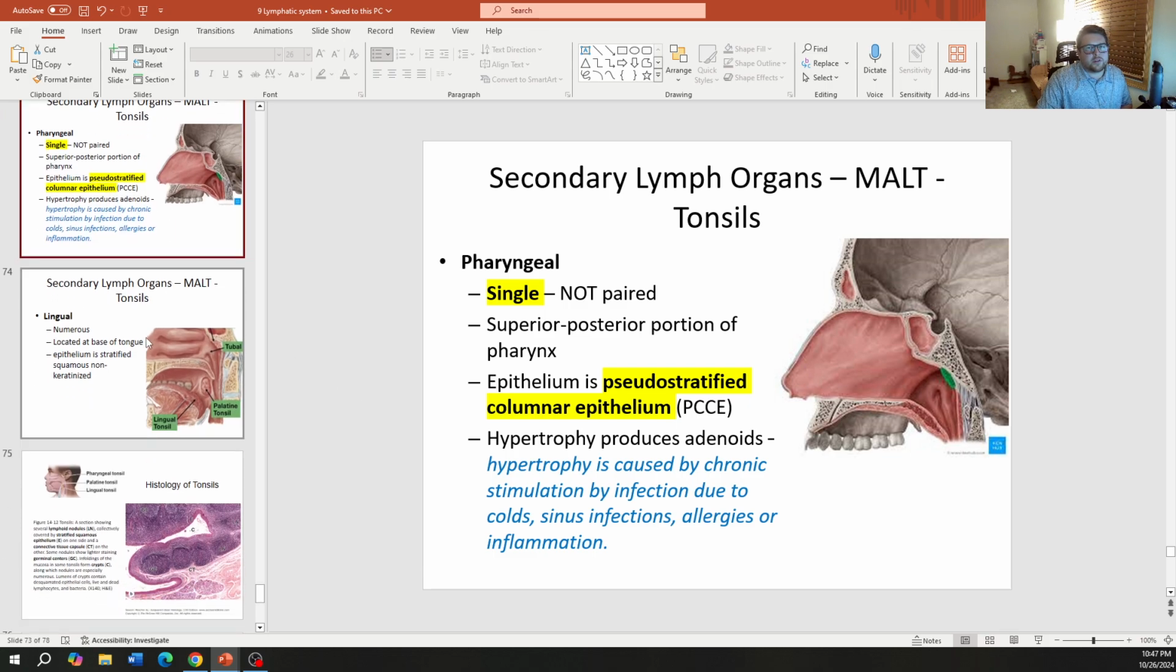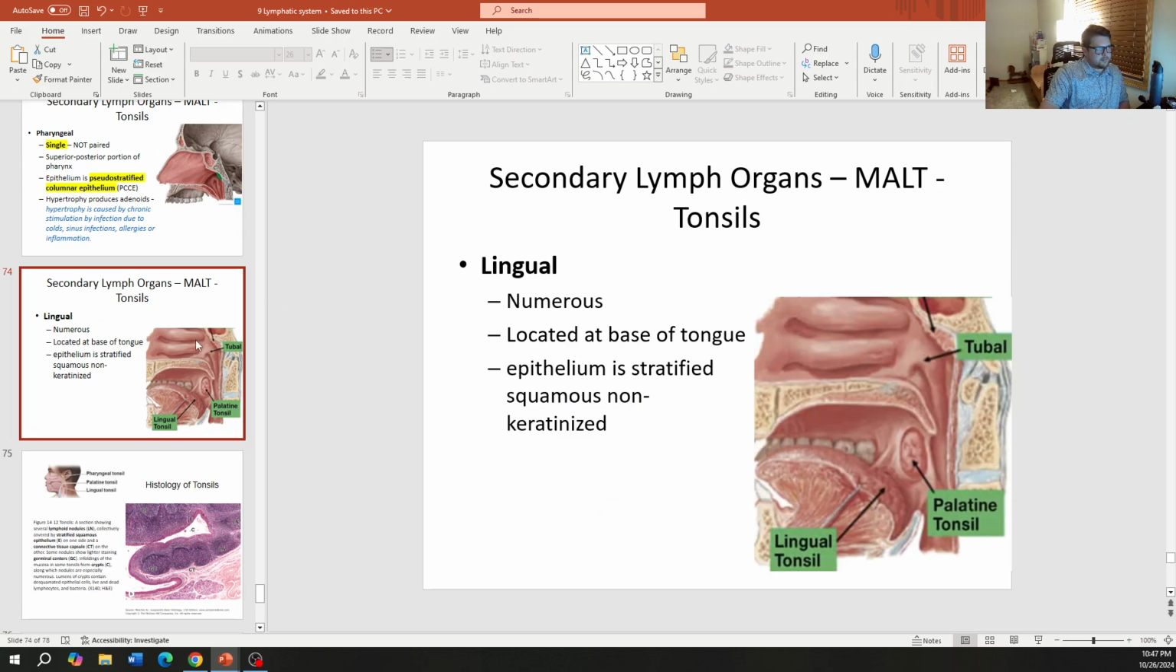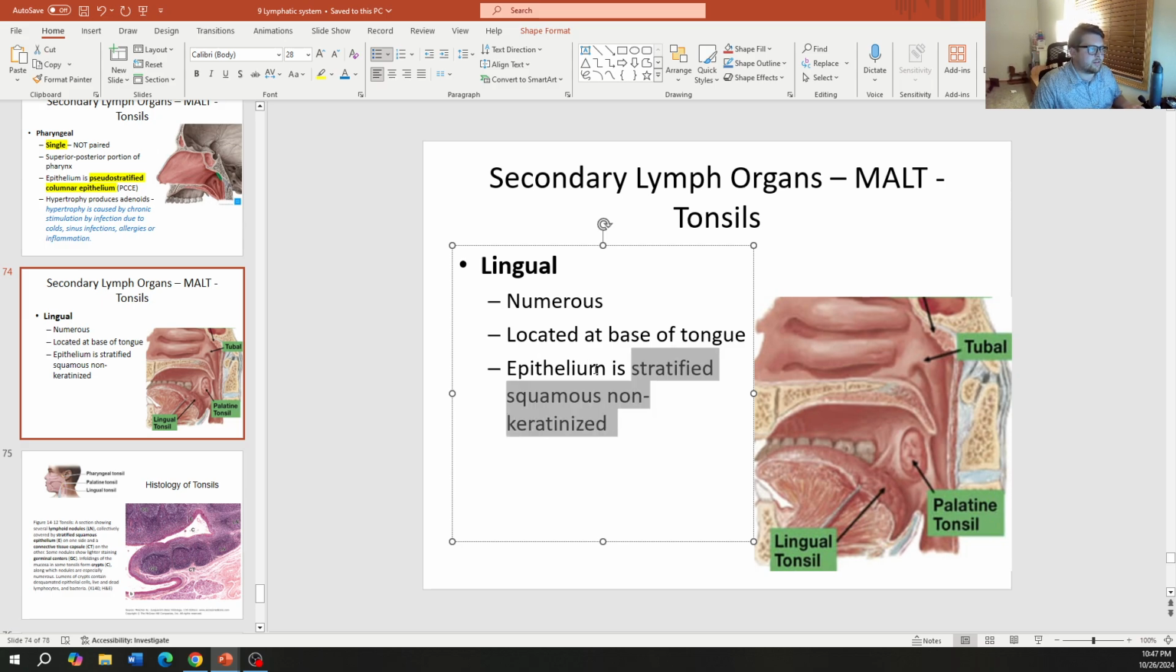And that can be an issue because it can start to cover some of the throat. It can make it difficult to breathe. It can harbor disease as well because they're enlarged. So then you can get sick more often, which is why in many cases they opted to remove them. Then we have the lingual tonsils. These are located at the base of the tongue, and there's just a whole bunch of these located there, and it is stratified, squamous, non-keratinized.